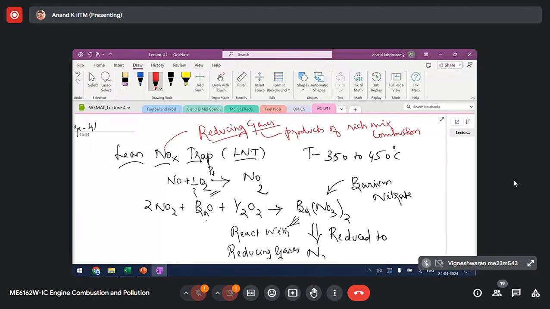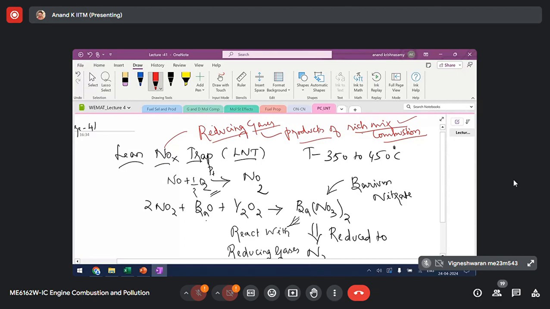So it's very difficult to have these products of rich mixture combustion in the diesel exhaust as such. In a normal operation of a diesel engine, you won't get these products because you always run under lean condition. Overall global equivalence ratio is 0.4 to 0.8 at the most. So it's well below 1. So you always have excess air in a diesel engine. You don't get this rich mixture combustion.